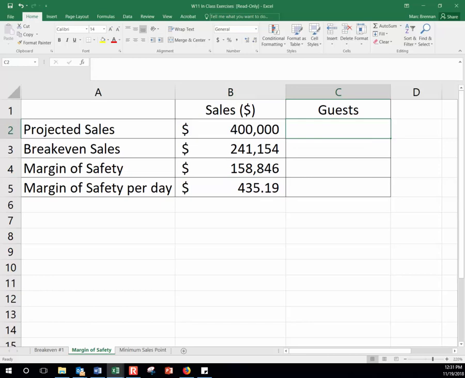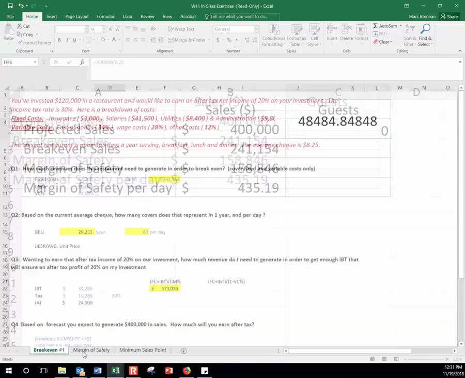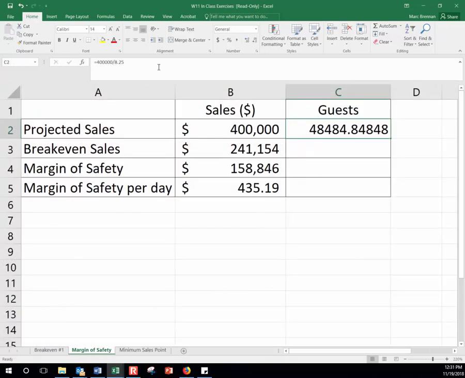Now for guests, projected sales are $400,000, and if you go back to the previous example, it's an average check of $8.25, I believe. Yeah, $8.25. So that means it's a number. Projected sales, we believe we're going to have this many guests coming through.